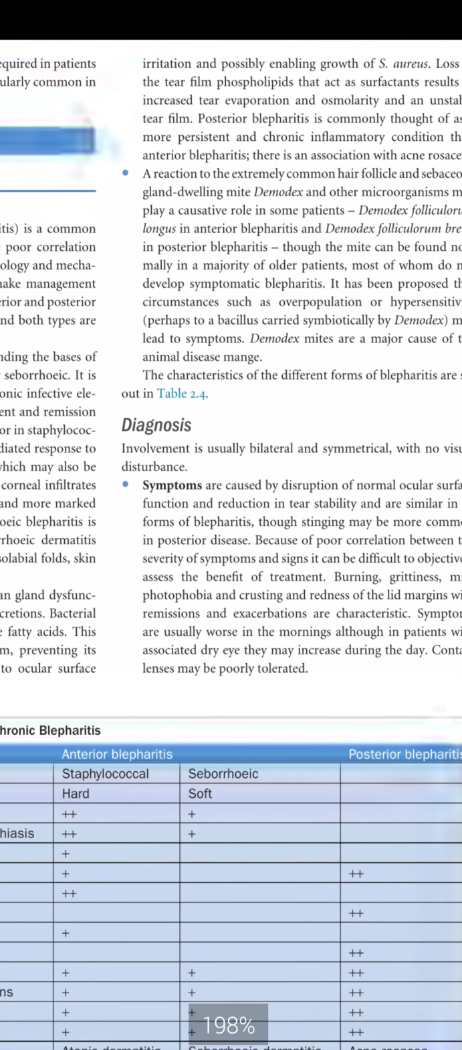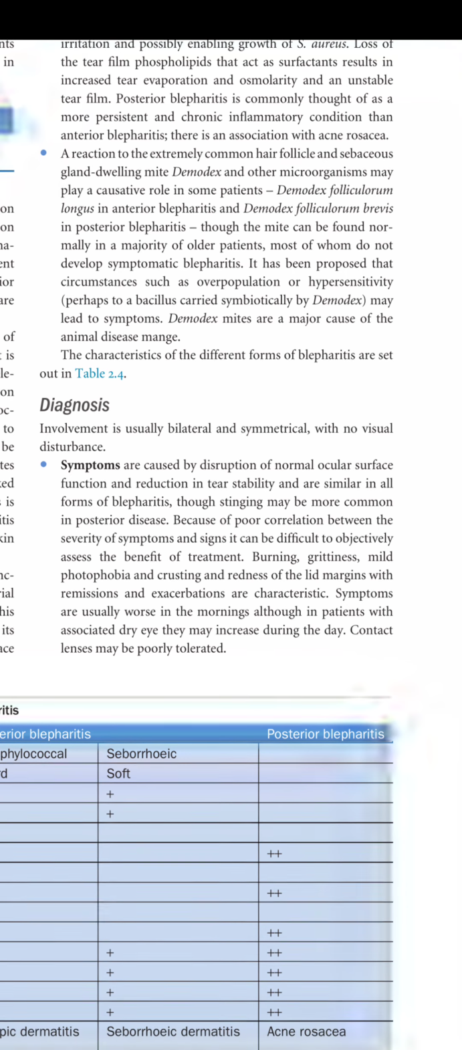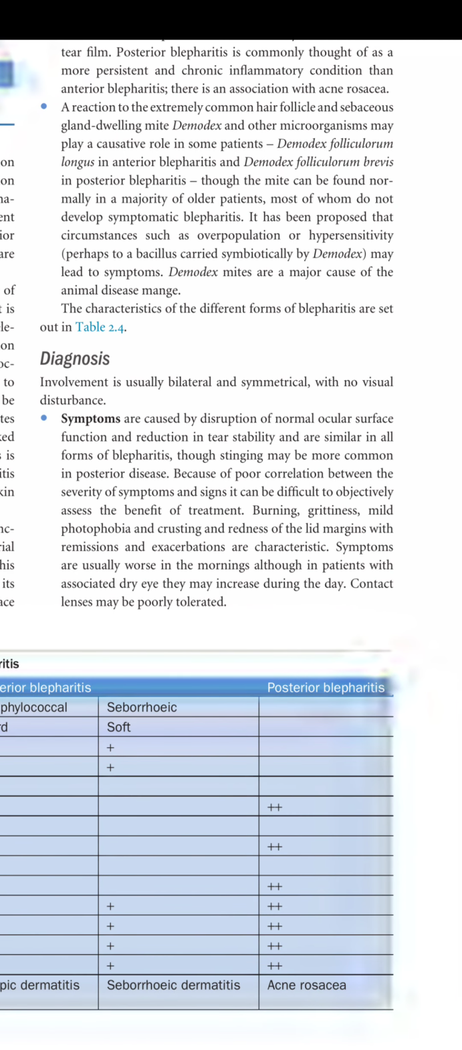So, how do you diagnose the disease? Involvement is usually bilateral and symmetrical with no visual disturbance. Symptoms are caused by the disruption of the normal ocular surface function and the reduction in tear film stability, and are similar in all forms of blepharitis. Stinging may be more common in posterior disease. Because of the poor correlation between the severity of the symptoms and the signs, it can be difficult to objectively assess the benefit of treatment.